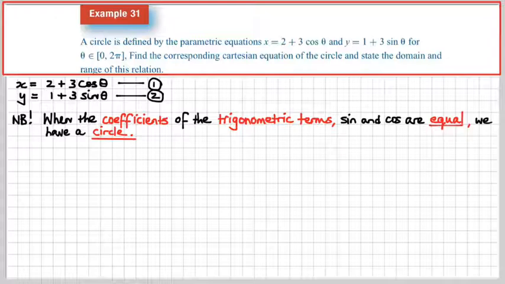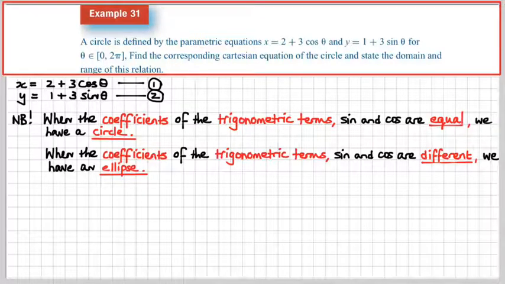So when the coefficients of the trigonometric terms sine and cos are equal, we have a circle. When the coefficients are different, we have an ellipse. Now, this is a circle, okay? Always you have to have one of them a cos and one of them a sine. It doesn't matter which one's which. x can be sine or y can be cos. They can also be plus or minus here as well.